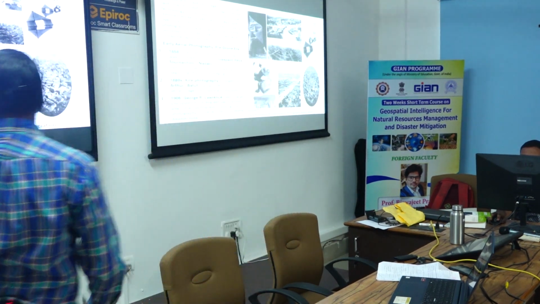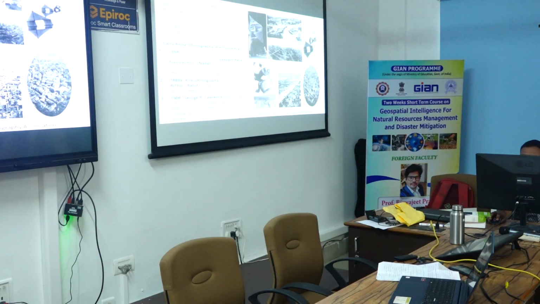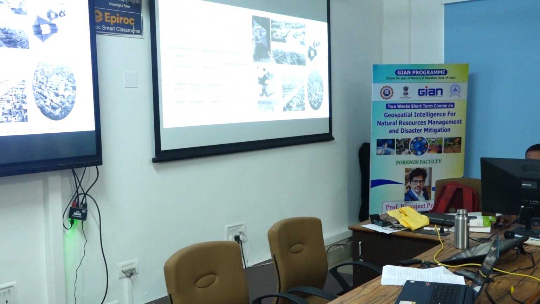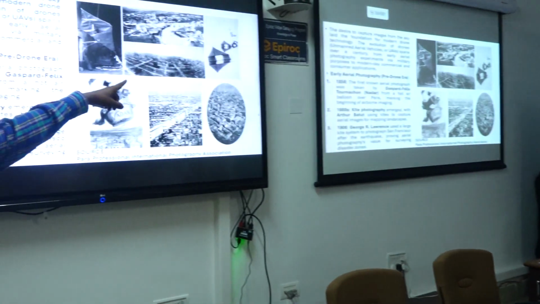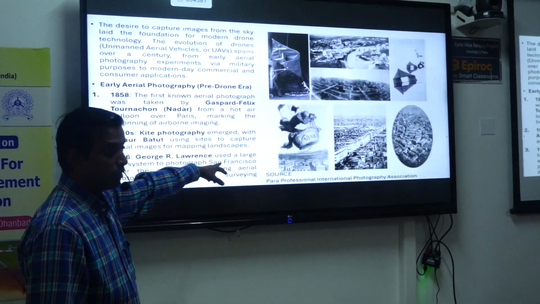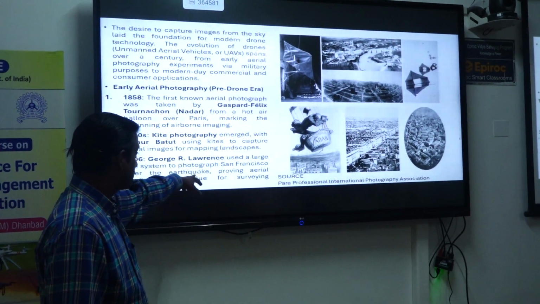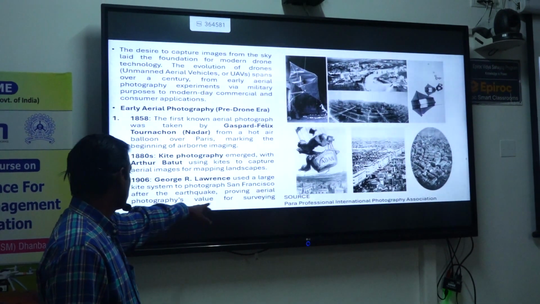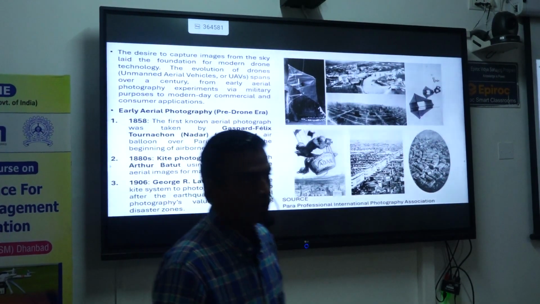Okay. And the next one is about 1906, when George used a large kite system. If you see the last photograph, George used a kite system to photograph San Francisco after the earthquake, providing aerial photographs valuable for surveying and disaster zones.